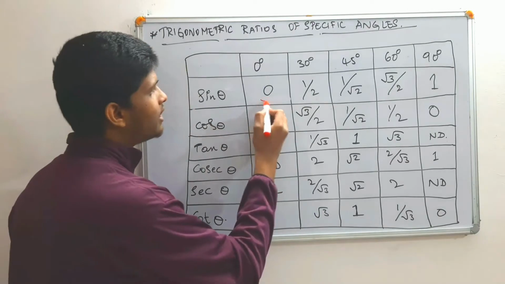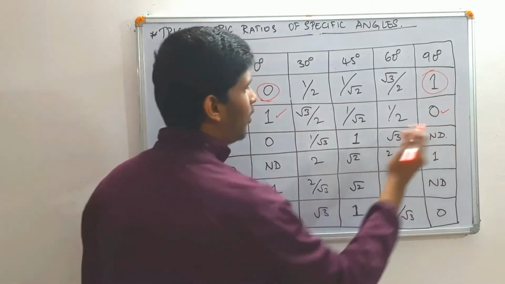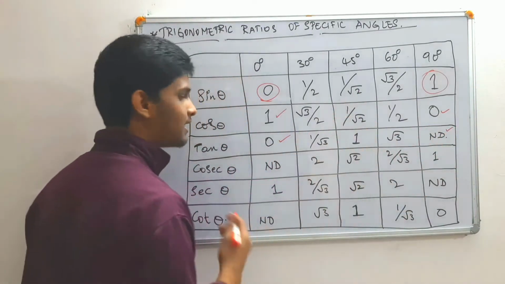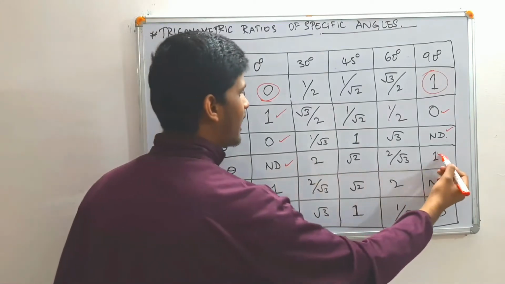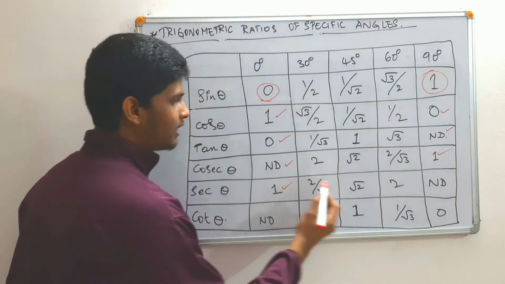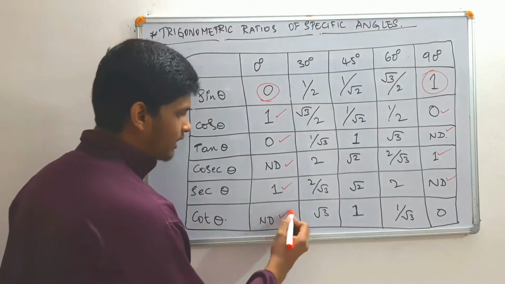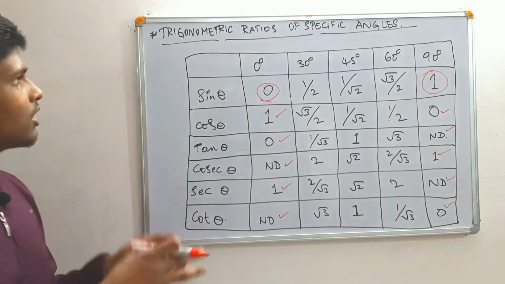You can see sine increasing from 0 to 1. Cos from 1 to 0 decrement. Tan from 0 to not defined increases. As the angle increases, tan also increases. Cosecant decreases as the angle increases. Secant increases as the angle increases from 1. Cot decreases as the angle increases. So this is about trigonometric ratios.